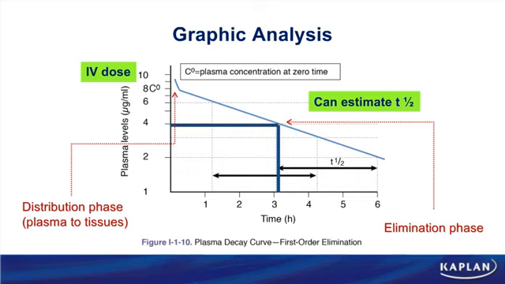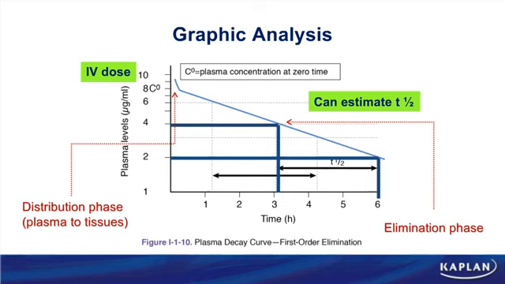The question really is, how long does it take to go from a plasma level of 4 to a plasma level of 2? Let's follow 2 over to the line. When I follow 2 all the way across to where it intersects with my graph, and then I come down to the x-axis, I make a mark at 6 hours. The difference between those two lines, from 3 to 6, is 3 hours, and that is an approximation of the half-life of the drug. So once again, I can use a graph to estimate half-life.